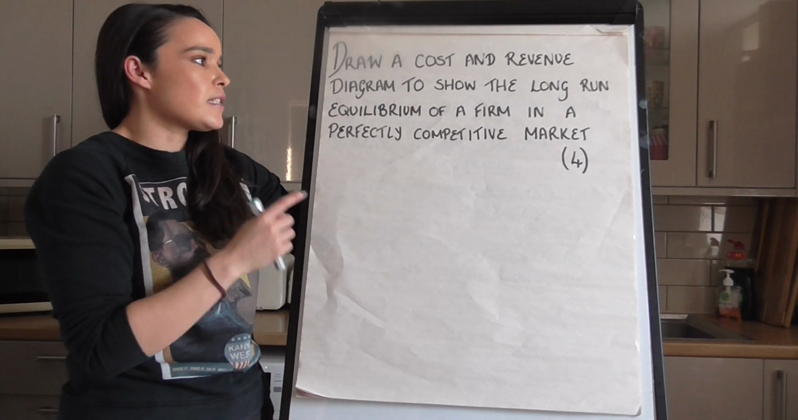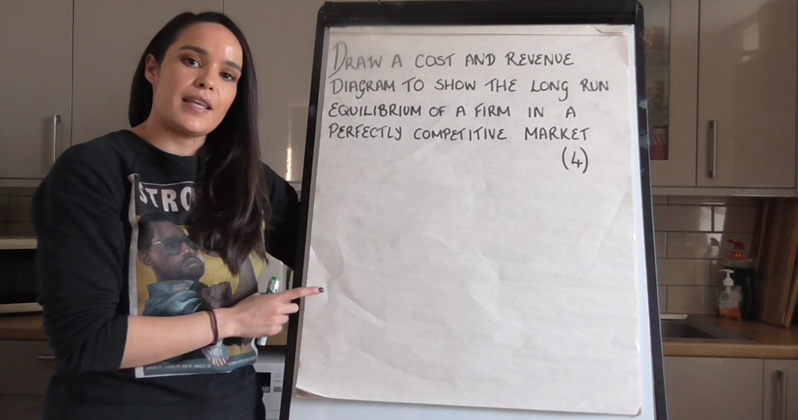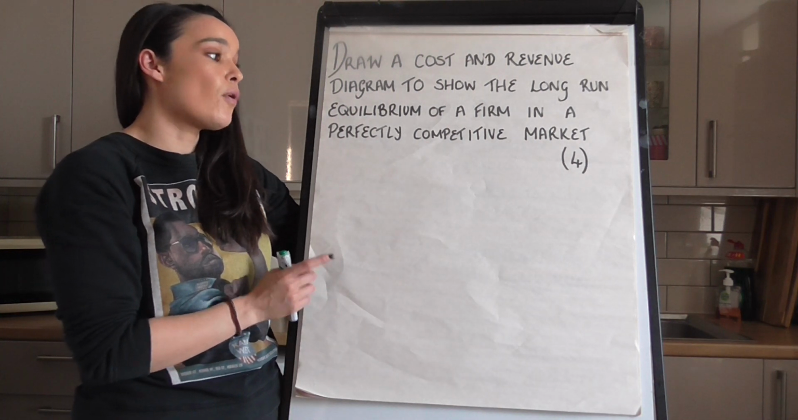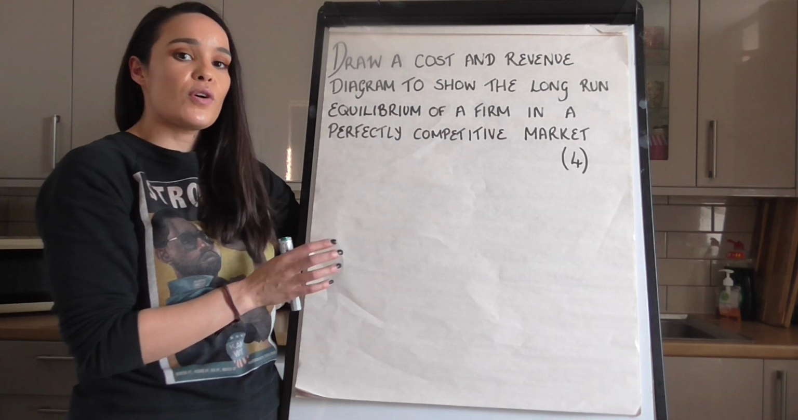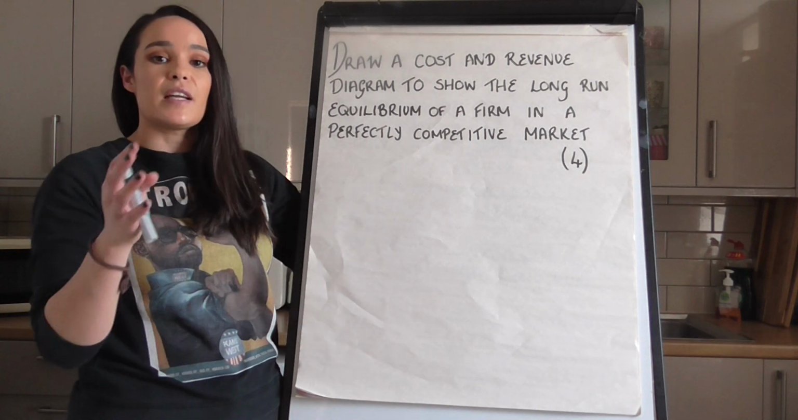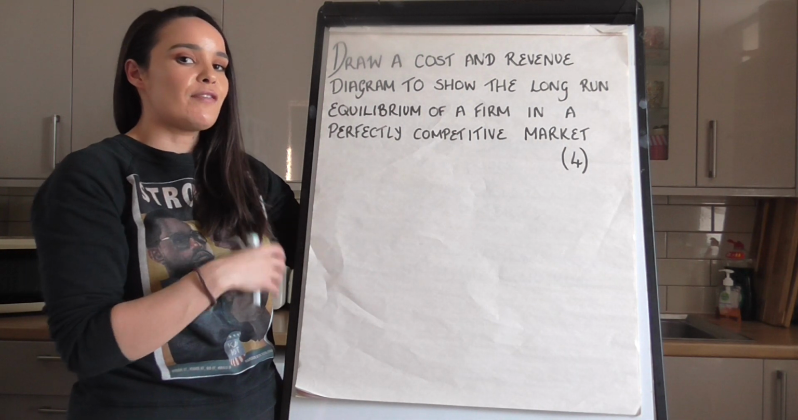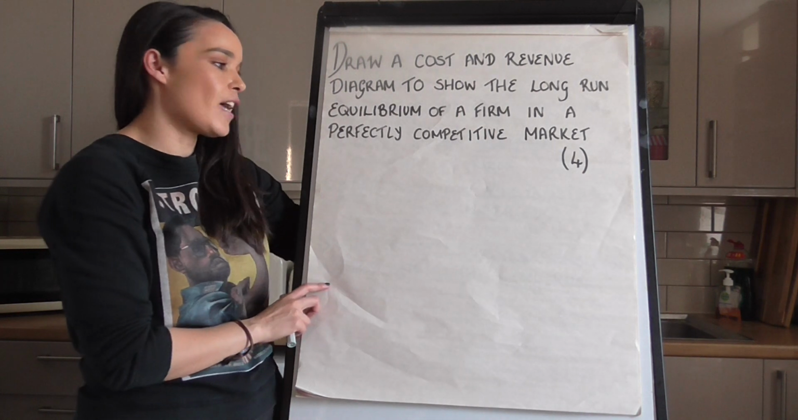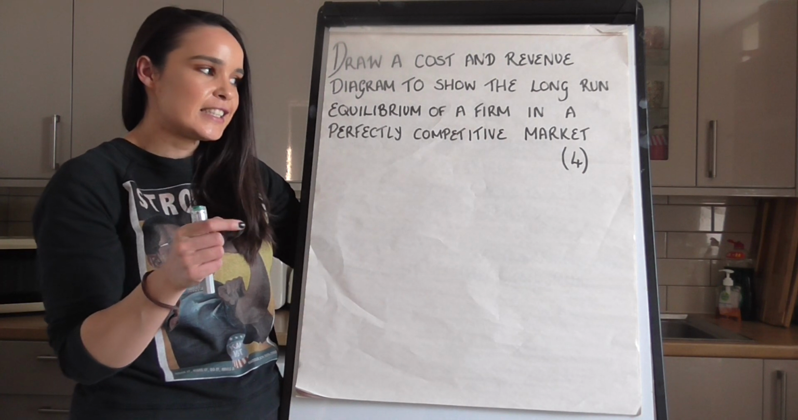So the first question that we're going to do today, a really common question, came up in monopolistic markets last year, is this question that's on the whiteboard here. So pause, have a go, draw your answer, think about what we learned in the last video, and then we'll have a look at creating an answer together. So pause and have a go.